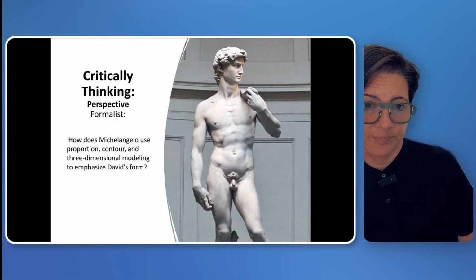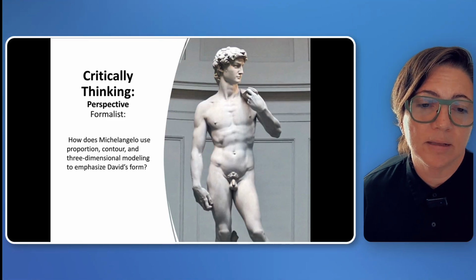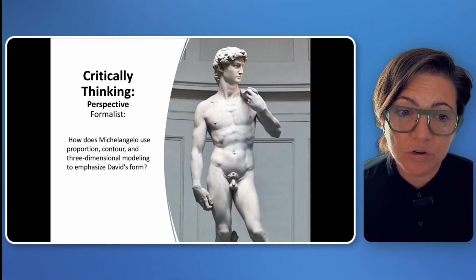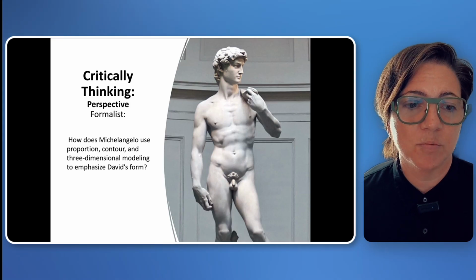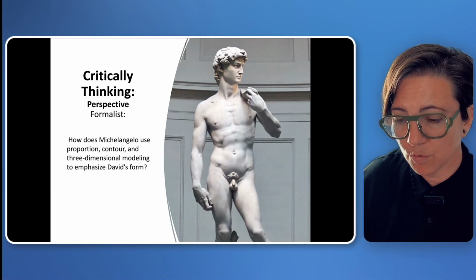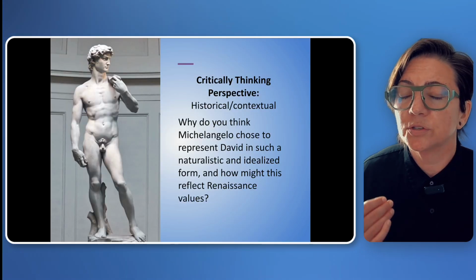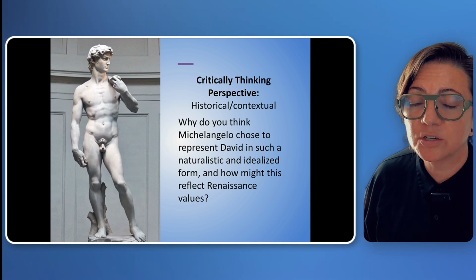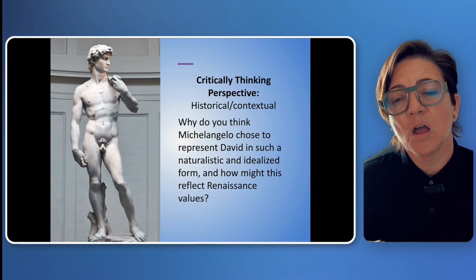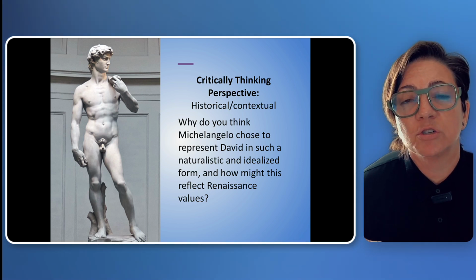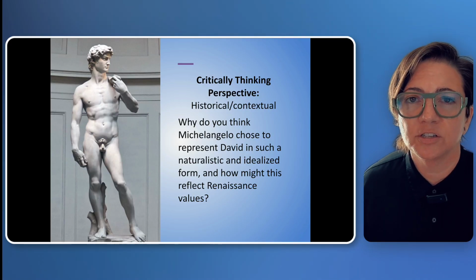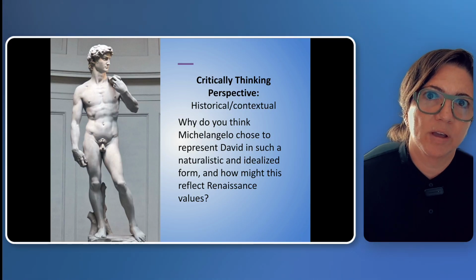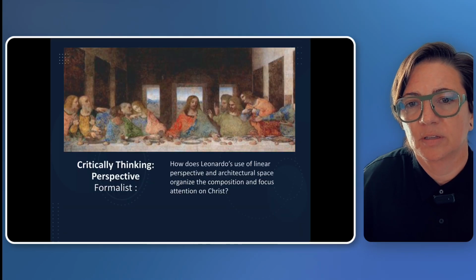Here's David again. From the formalist perspective, we're asking, how does Michelangelo use proportion, contour, and three-dimensional modeling to emphasize David's form? If we switch that to a historical contextual perspective, we would ask, why do you think Michelangelo chose to represent David in such a naturalistic and idealistic form? And how might this reflect Renaissance values?